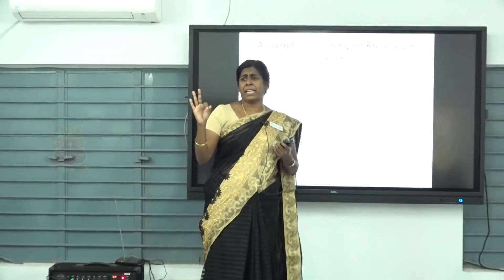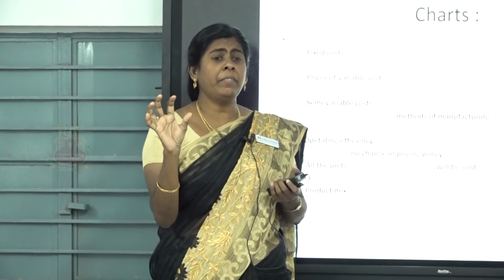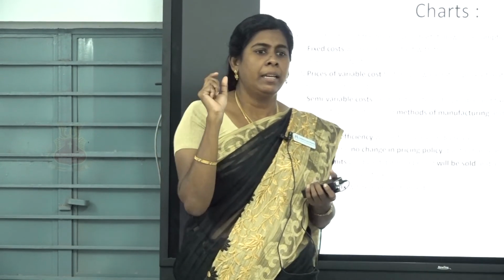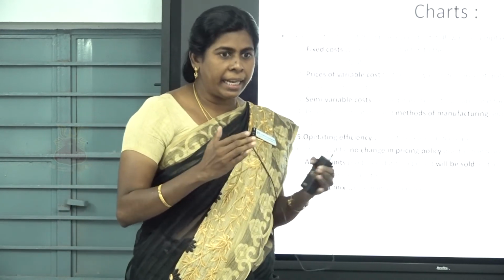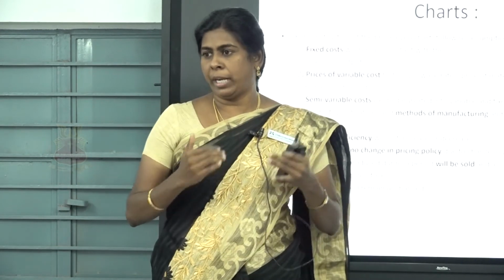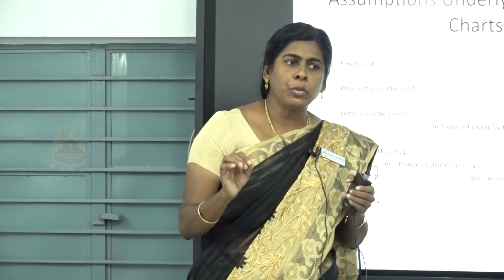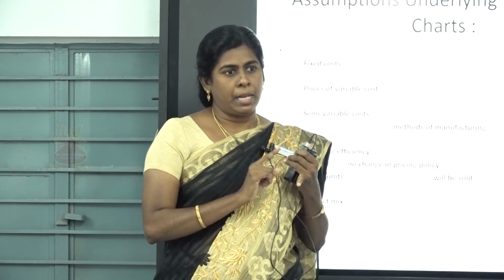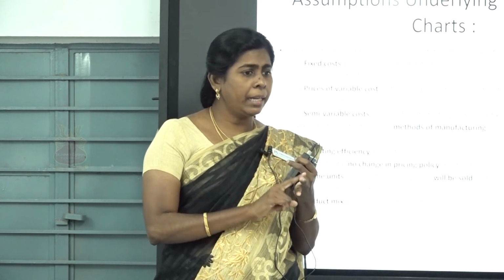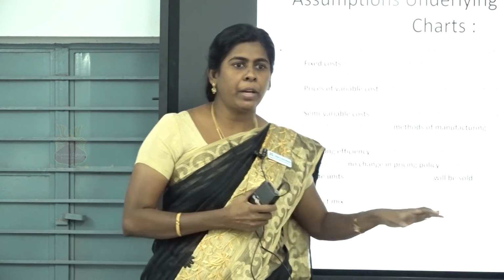Here are the three factors: cost, volume and profit. These are all the three factors in the break-even analysis. These three factors are interrelated and dependent on one another. And break-even analysis is very much useful to identify the relationship between the cost of production, the volume of production and sales revenue. Are you able to follow?